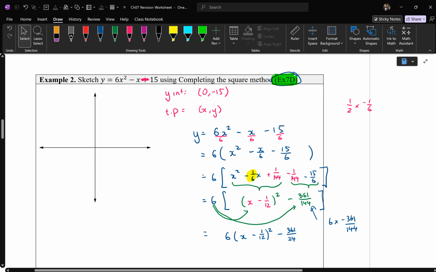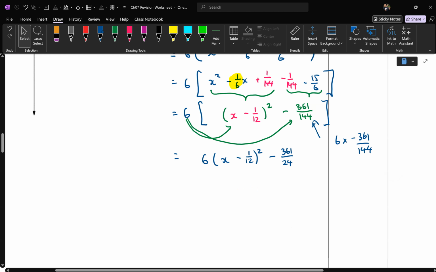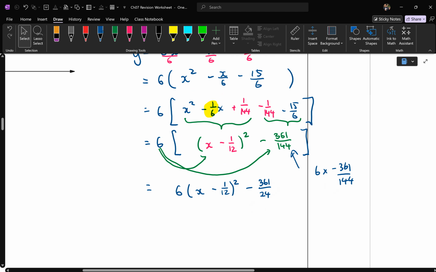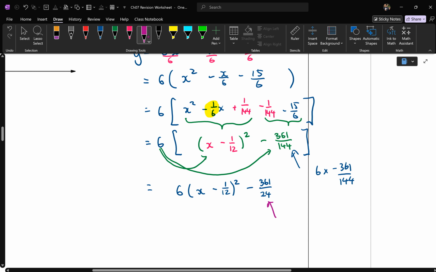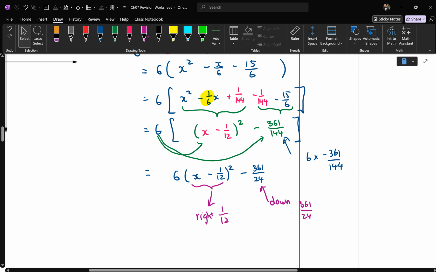I'm going to zoom out. This is exercise 7D, obviously not going to be this hard, because I put a 6 there, and I should have thought about it before I gave you this as an example. But I completed the square. Why is this good? Because you can read the turning point. Here's your turning point: down 361/24, to the right 1/12 when you solve for it. So the turning point must be at 1/12 and then negative 361/24.